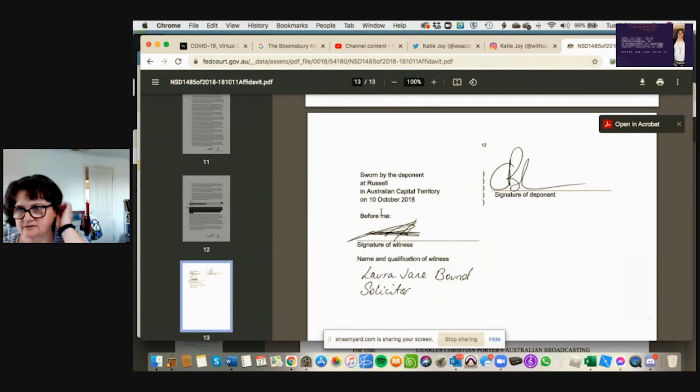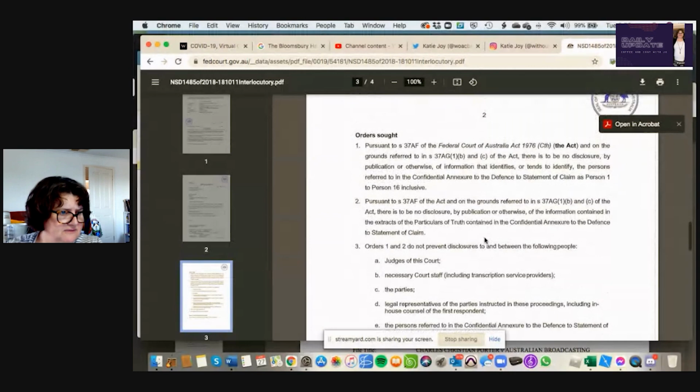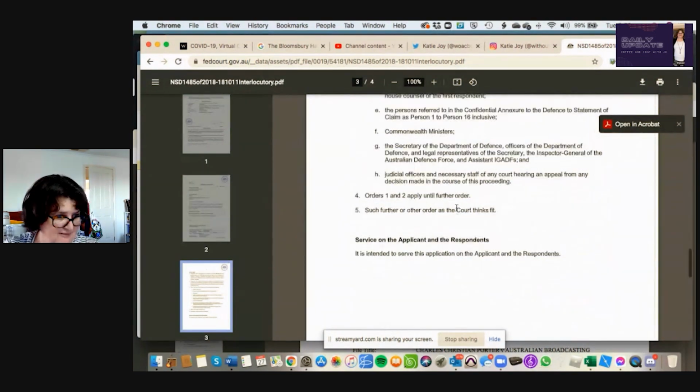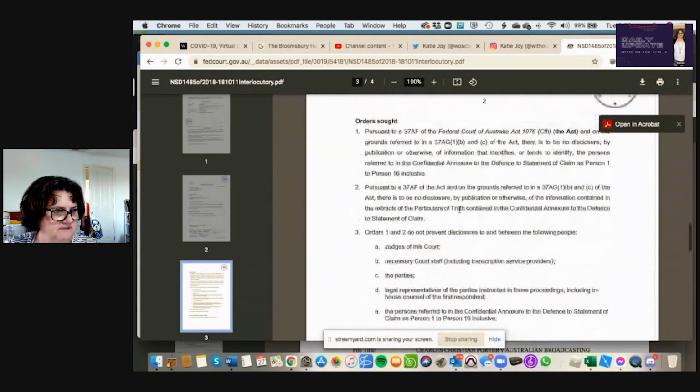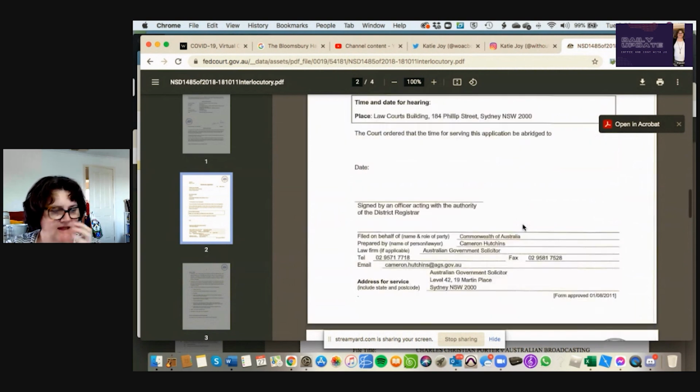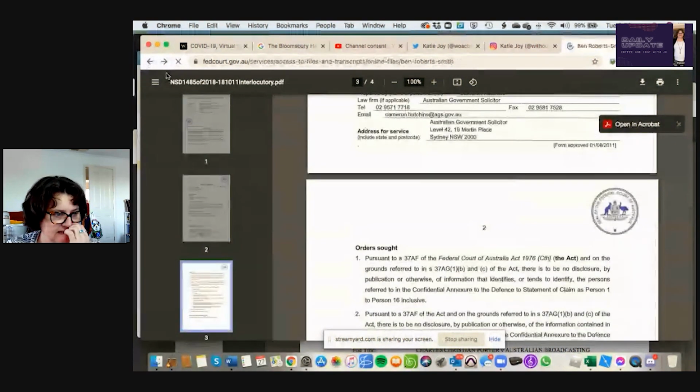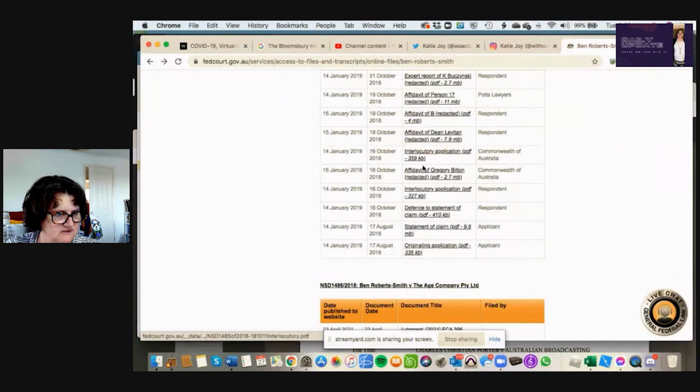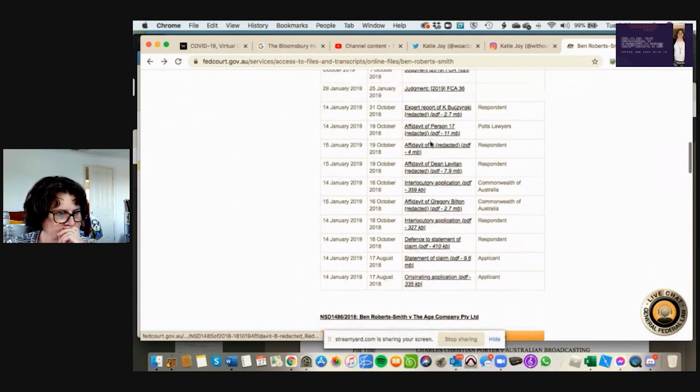There we go. So it was all about why these people needed to be protected. So this was the Commonwealth of Australia. So the government wanted to protect all the people's names as well. And then his affidavit was in support of that as to why they needed it done.